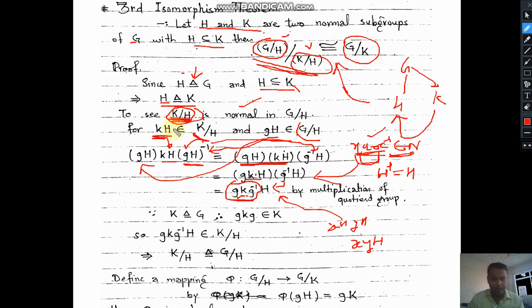This quotient group K/H is a normal subgroup of G/H, as we have stated here. Now we will define a mapping phi, because here we want to prove the third isomorphism theorem, in which the mapping is available in G/K. So we will define a mapping phi in such a way that it maps G/H into G/K.